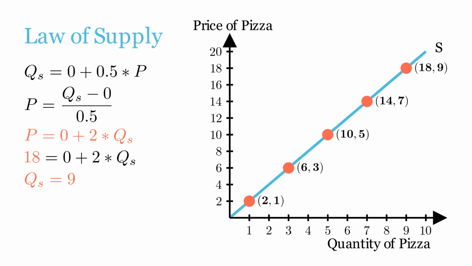This confirms that both methods, the table method and the supply equation, produce the same result. To conclude, the law of supply clearly shows a direct relationship between price and quantity supplied. Whether we use a table or an equation, both approaches lead to the same upward sloping supply curve. This helps us understand how producers respond to changes in price in a systematic and predictable way.